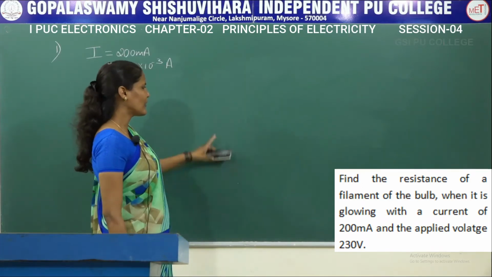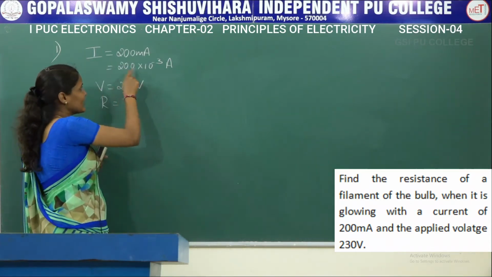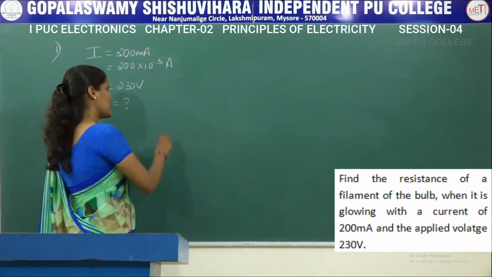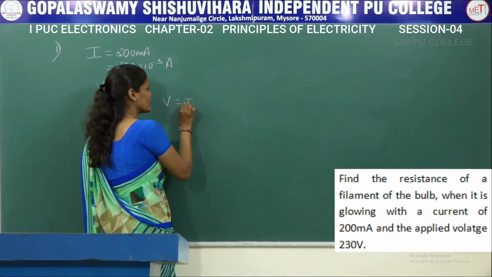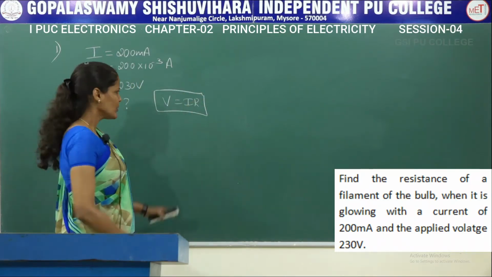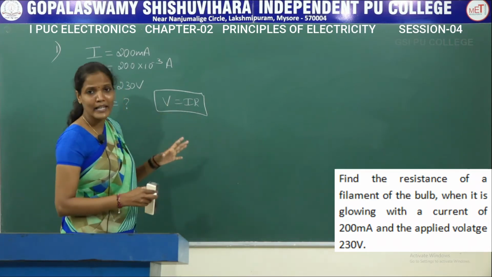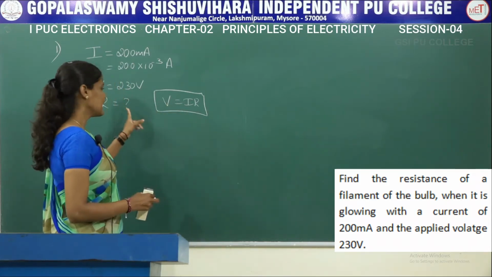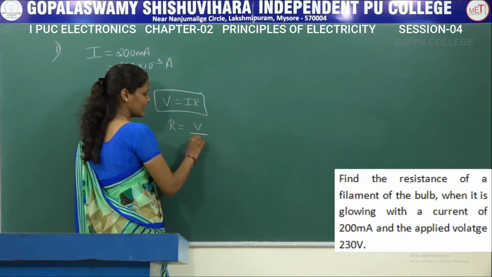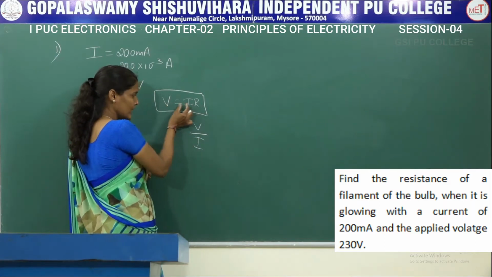So you have to find the resistance of that filament bulb where current value is 200 milliamps and voltage is 230 volts. We are having this formula V is equal to I into R. This is the basic Ohm's law formula. You have to alter this particular equation depending upon which parameter you have to find out. Here I have to find out R. So R is equal to V divided by I. R equals V divided by I.